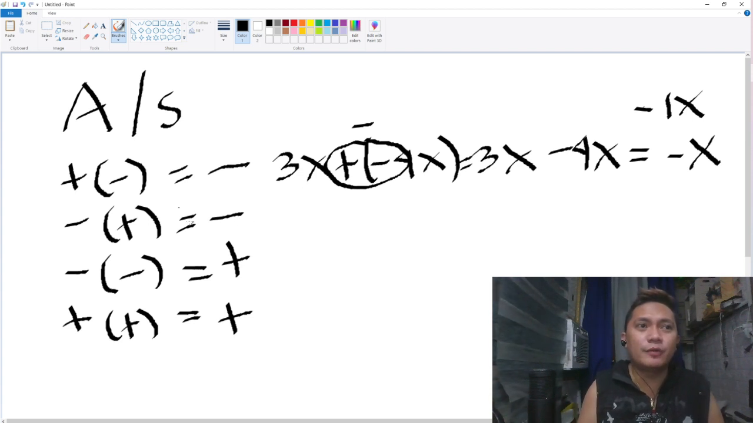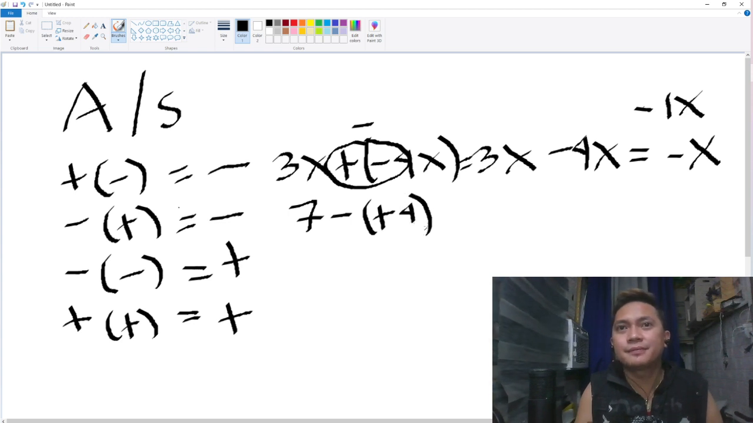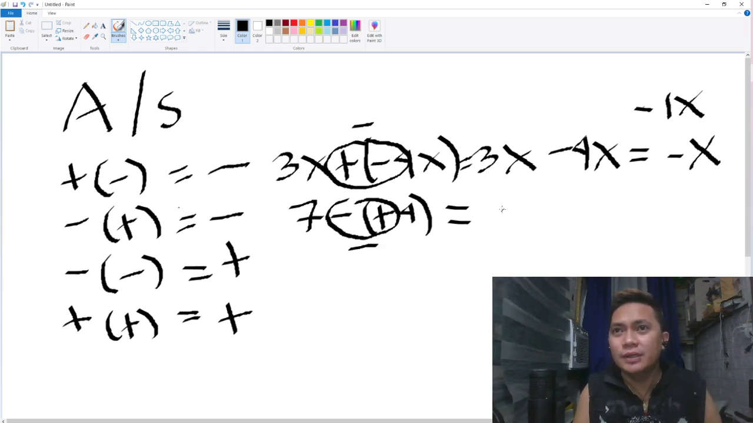Another example, from negative at positive na nagtabi. So we have 7 minus positive 4. Okay, so what's your answer? 7 minus positive 4. As you can see, nagtabi yung positive at negative. Gawin natin siyang minus muna. Then that will become 7 minus 4 is equal to 3. Okay, so the answer only is 3.